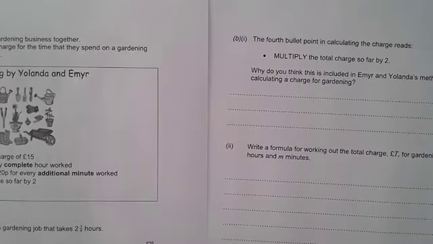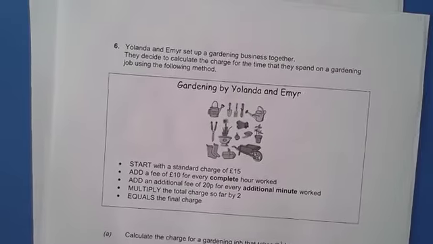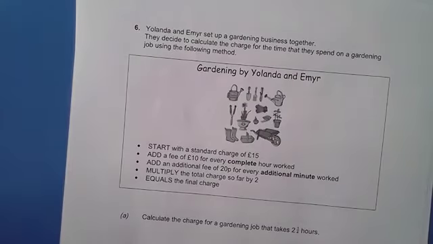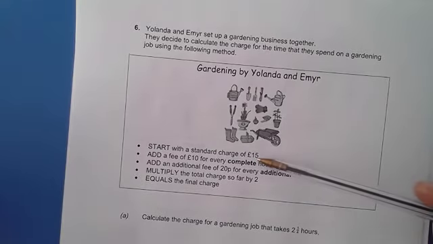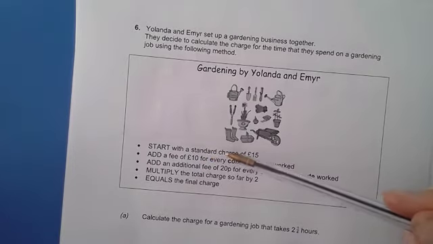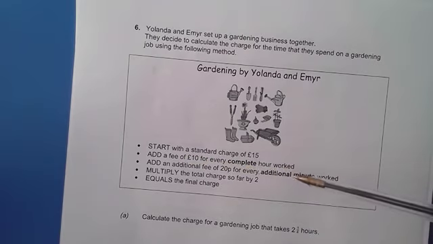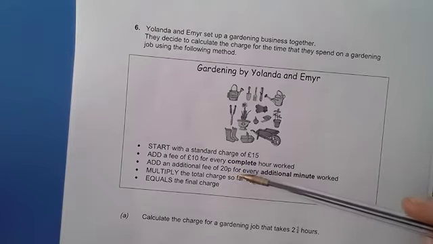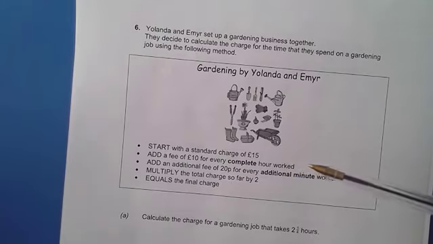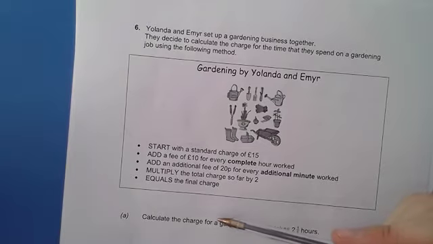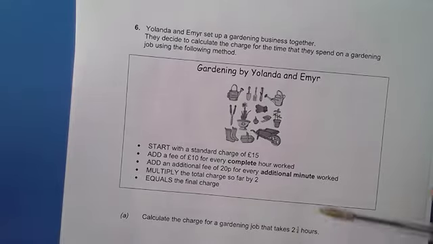Okay, next question. Yolanda and Emmy set up a gardening business together. They decide to calculate the charge for time that they spend gardening using the following method. Start with a standard charge of £15. Add £10 for every complete hour worked. Add an additional 20p for every additional minute worked. Multiply the charge by 2 to get the final charge. Calculate the charge for a gardening job that takes 2¼ hours.